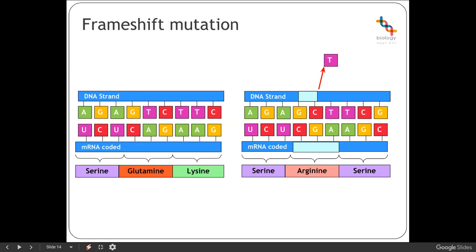So anything that inserts or deletes a nucleotide is not only going to affect the amino acid that that particular codon was coding for, but it's also going to affect all of the amino acids which come after it. So insertion and deletions result in what we refer to as this frame shift mutation.